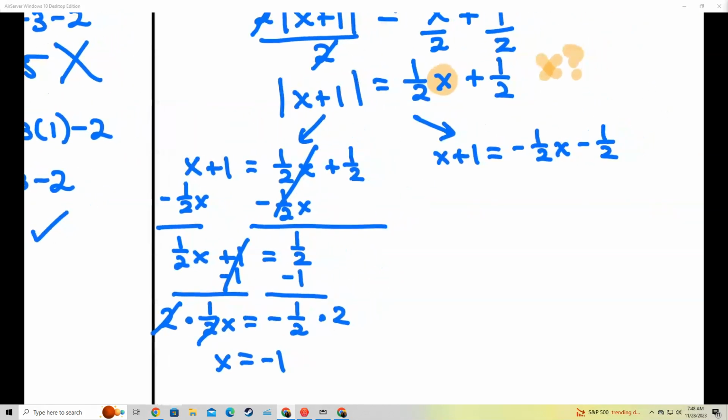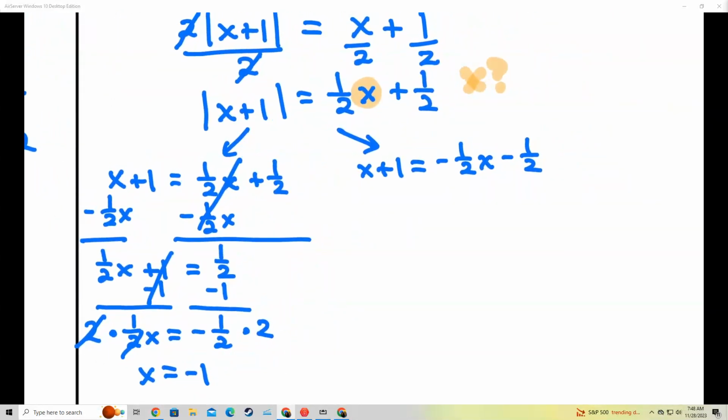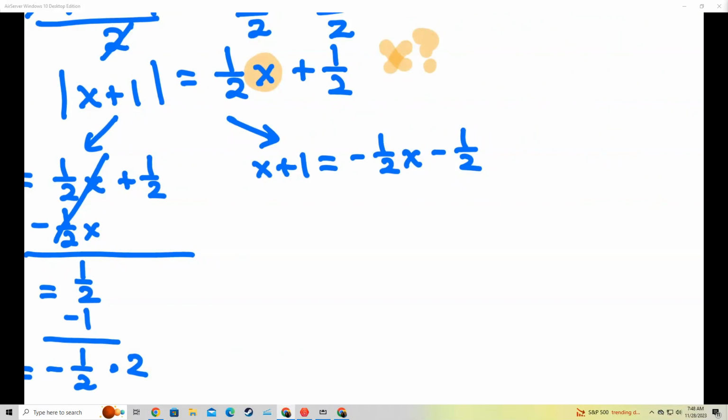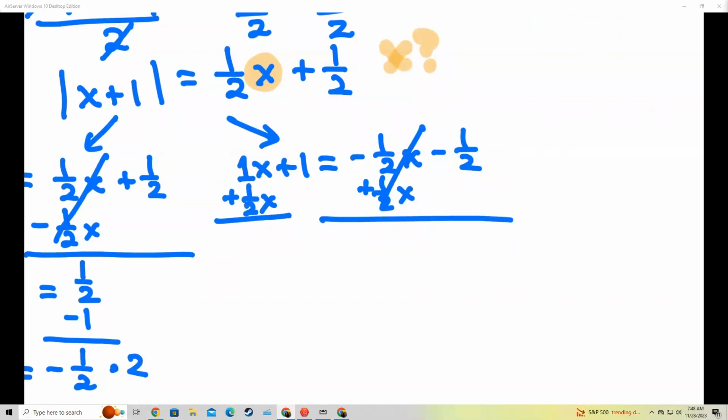All right, on the other side, we're going to do the exact same thing. I'm going to get rid of the smaller half. Right now you have a full x over here. When you add another half of the x, you have 1 1/2. 1 1/2 is the same thing as 3 over 2x, plus 1 is equal to negative 1 half.